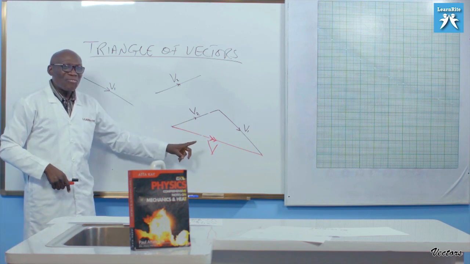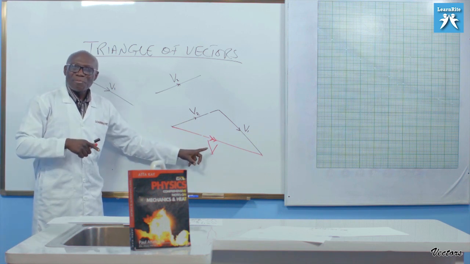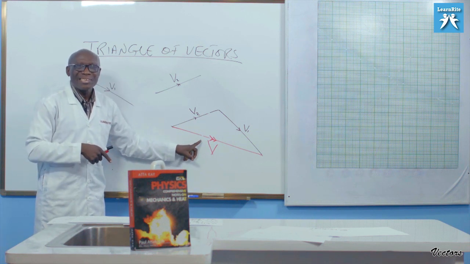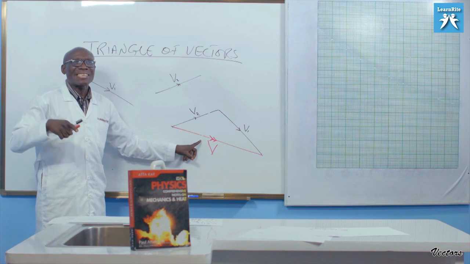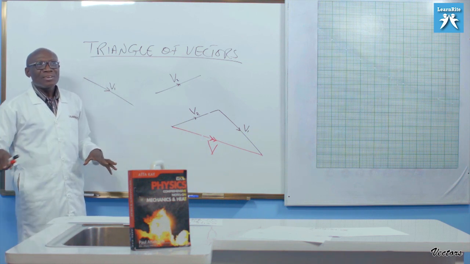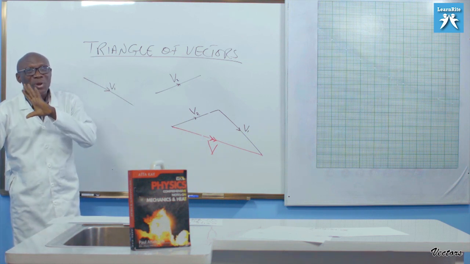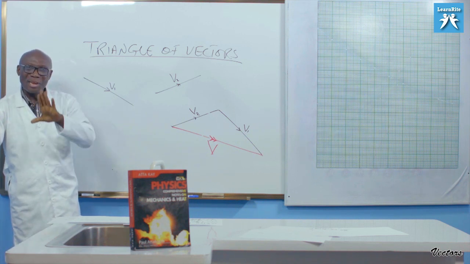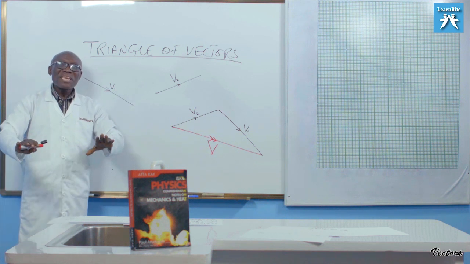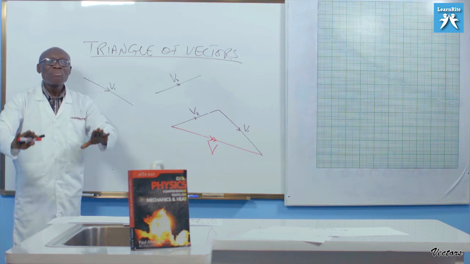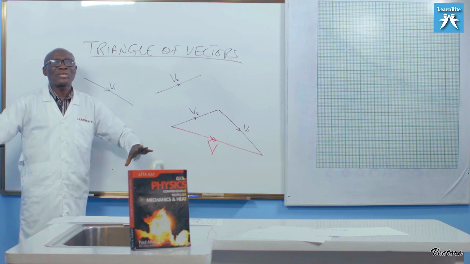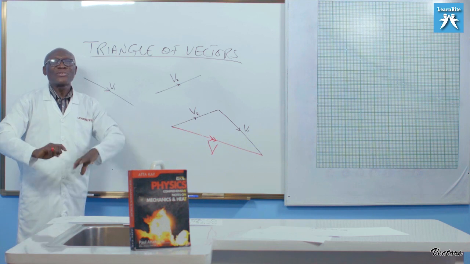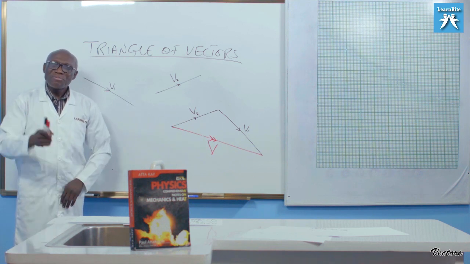The resultant vector is represented in magnitude and direction by the third side that completes the triangle, such that the three vectors will remain in equilibrium. Will remain in equilibrium. It means that they will remain calm. They will remain in stable condition, the three of them put together. Let me repeat it.